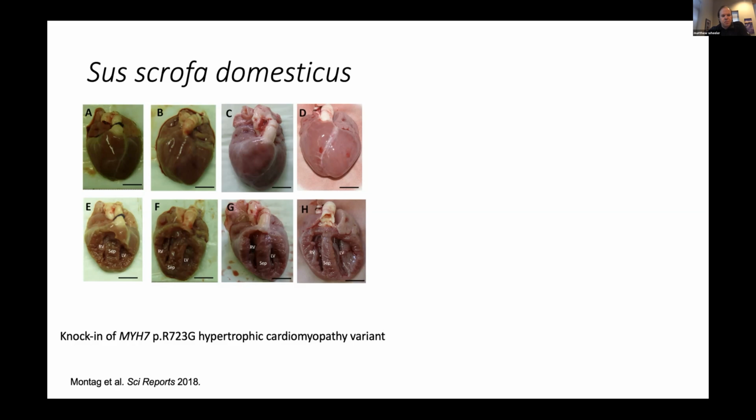advanced therapeutic development. So with that, it's by no means a comprehensive view, but a taste of what's available. And we'll take questions after.